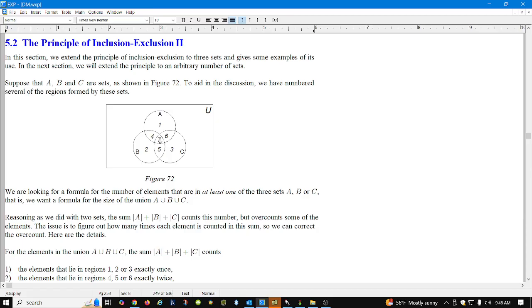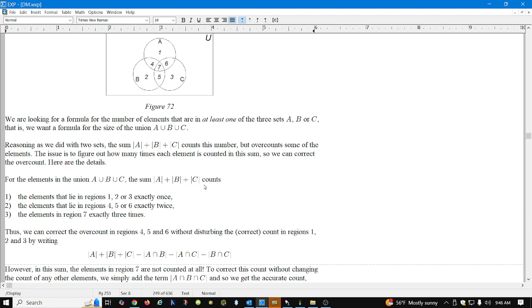Now we're looking for a formula for the number of elements that are in at least one of the 3 sets. In other words, we want the size of the union of the 3 sets. Now we can reason, just as we did for the case of 2 sets: start with the sum of the sizes of all 3 sets and check for overcounts.